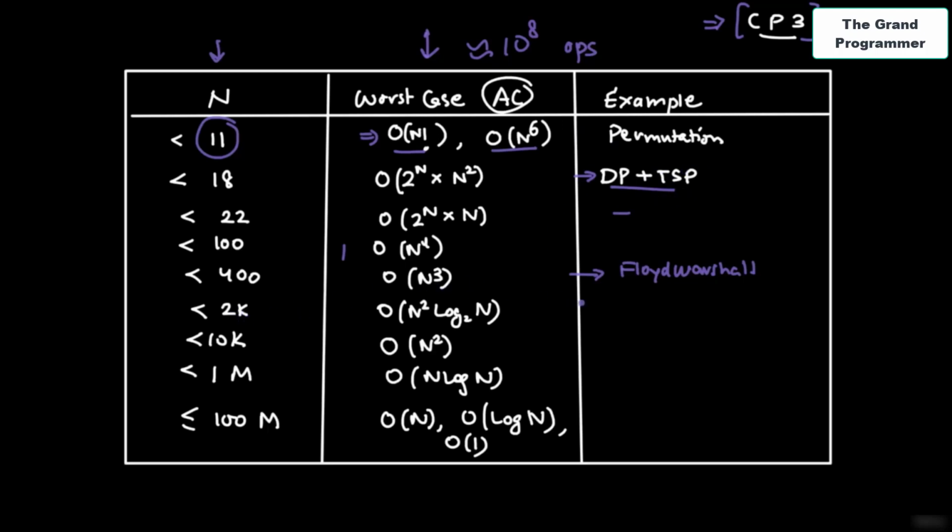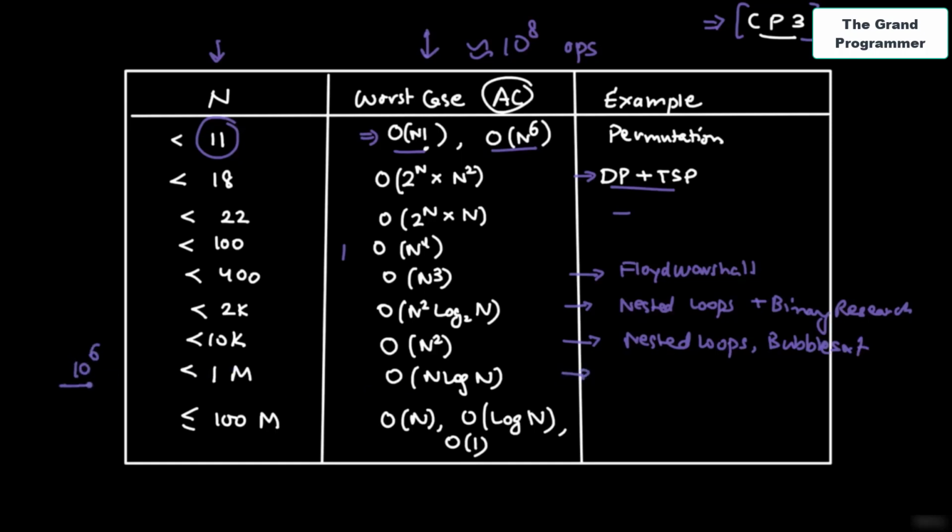If n is of the order 2k, then n square log n will pass. For example, you have two nested loops, plus you are doing some binary search maybe. Then order of n square is simply bubble sort, selection sort, or again two nested loops. Then n log n. A lot of problems have n up to 10 power 6, and in that case you need an algorithm which is at least n log n or even better, for example merge sort or quick sort.